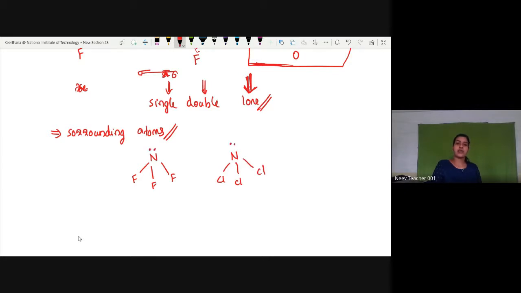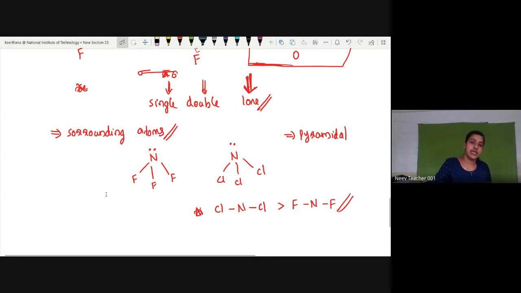Both have a pyramidal shape and tetrahedral geometry. And the bond angle of Cl-N-Cl will be greater than the F-N-F bond angle. Let's discuss how we will say this.